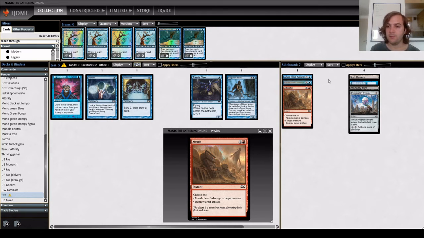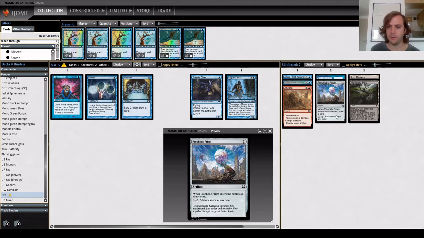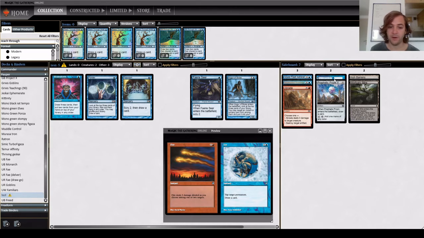Then I put other cantrips here that don't really look like cantrips, like Prophetic Prism and Fire Eyes. So Fire Eyes is either a removal spell or a cantrip that does a minor thing. So I sometimes put this card in my deck, thinking of it as a cantrip, right?